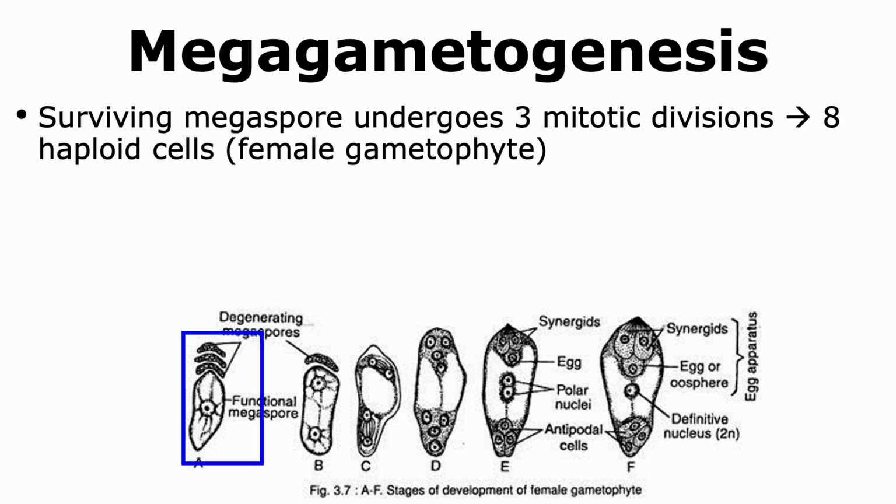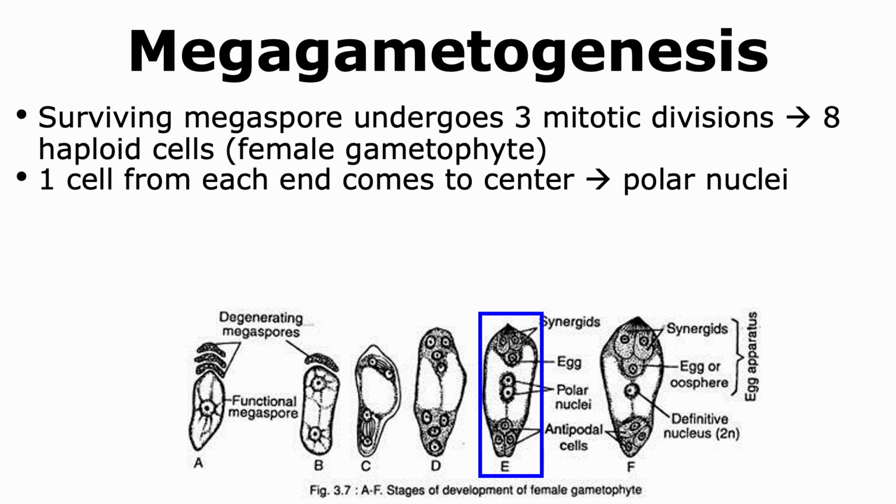The surviving haploid megaspore undergoes 3 rounds of mitosis. In the first round, 2 haploid cells are formed. In the second round, 4 haploid cells are formed. And then these 4 haploid cells undergo another round of mitosis to give rise to 8 haploid cells. This forms the female gametophyte.